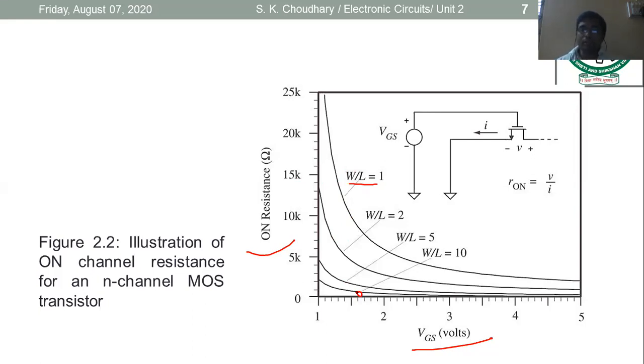Okay, so you can take a snapshot of this graph. This is a very important relationship. So this is basically all about the MOSFET as a switch.